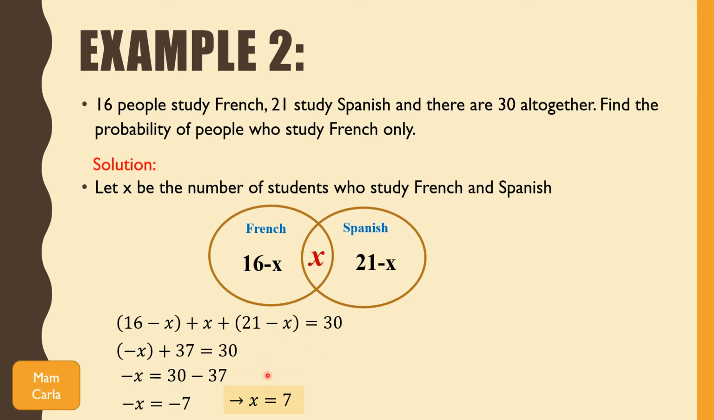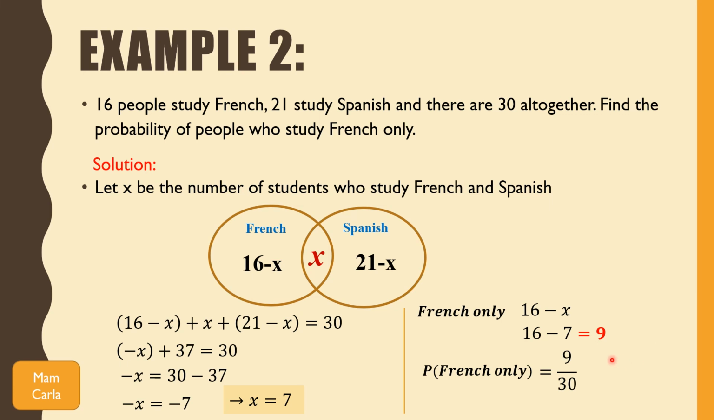Now, since we are looking for the people who study French only, it means that we will be using 16 minus X. And since the value of X is 7, we just substitute the value of X with 7. Then we have 16 minus 7, and that is 9. So we have 9 students who study French only. That is why the probability of people who study French only is 9 over 30, or simply 3 over 10.